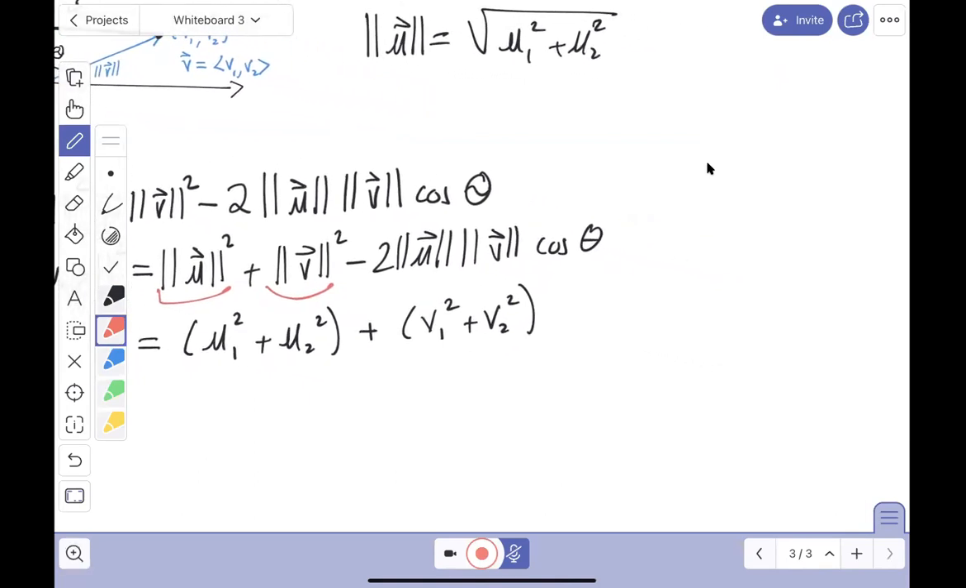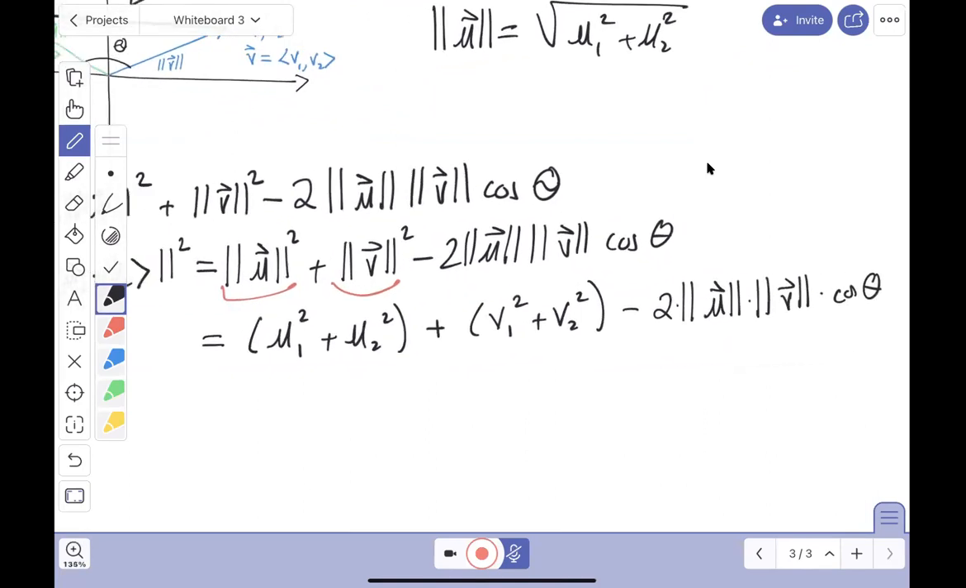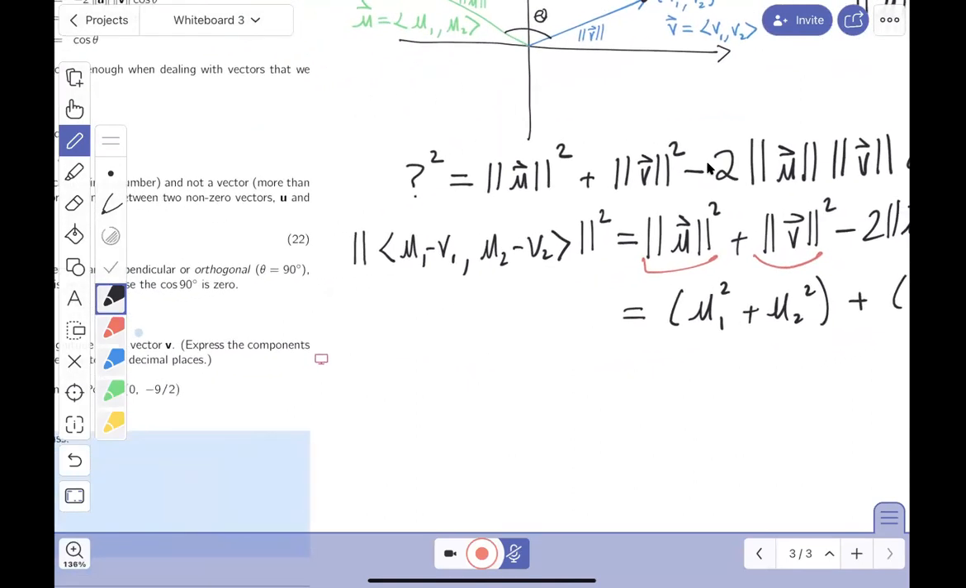I know it's tough. Gonna get my pen going again. Minus 2 times the length of u times the length of v, put little dots there for you, times the cosine of theta. I gotta be honest with you, the other side's a little complicated to me. I'm gonna write it down for you. And what would that be? I'm looking at it, and it's just basically the component squared. And I'll put this down for you. u1 minus v1 squared plus u2 minus v2 squared.